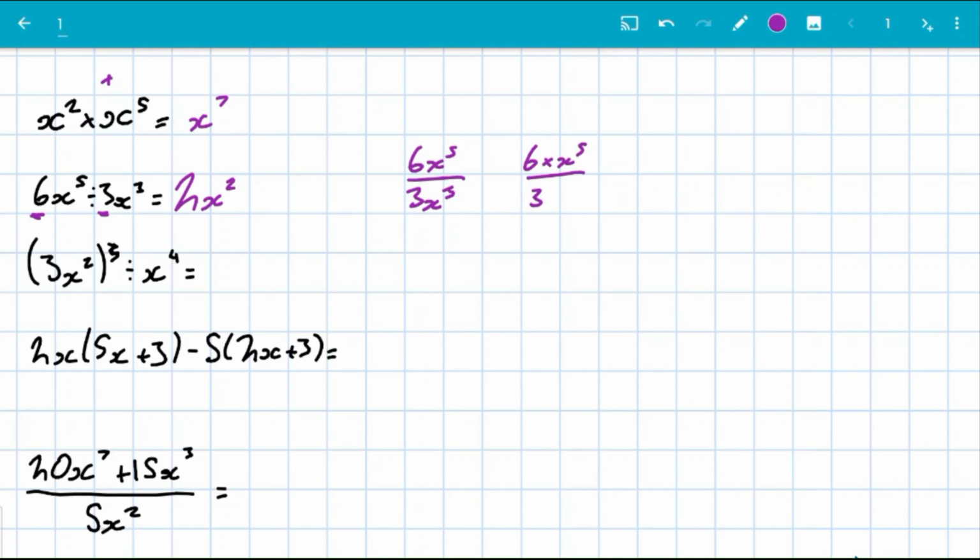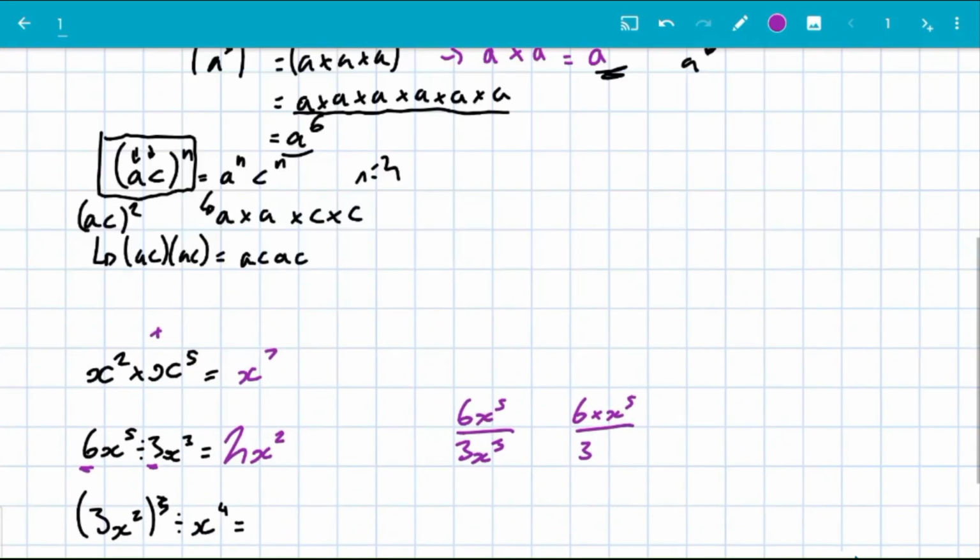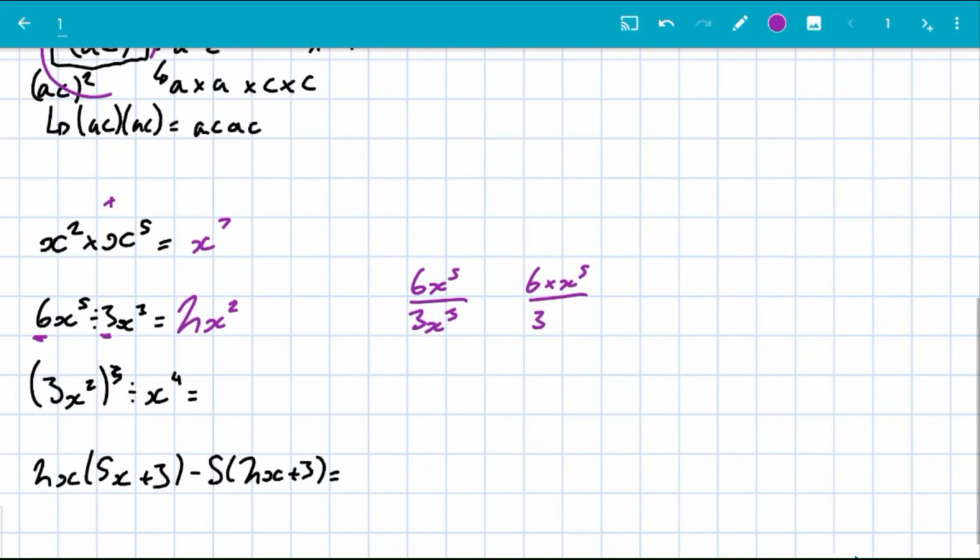Next, 3x squared to the power of 3 divided by x to the power of 4. Now it's important we remember this rule here. So we need to take 3 to the power of 3, not just the x squared. So that will give us 27x. And then for this one, remember, we're taking it to the power, so we need to multiply. So 27x to the power of 6 divided by x to the power of 4. Again, you can look at it as a fraction, 27x to the power of 6 over x to the power of 4, which equals 27x squared.